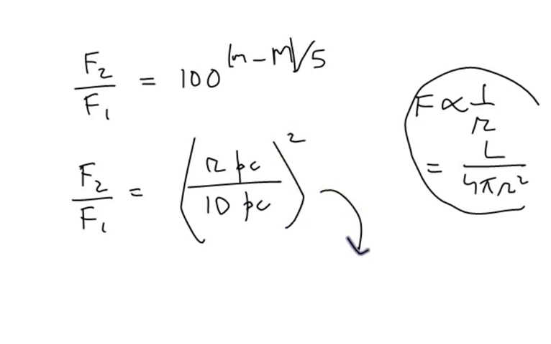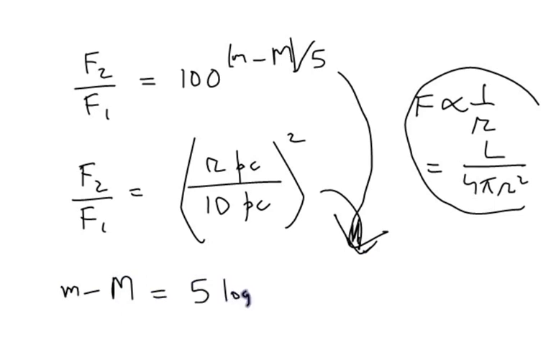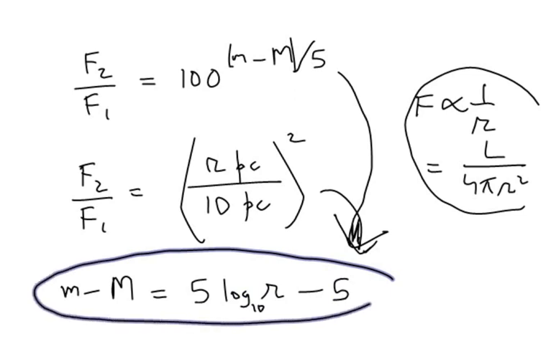Now if we use both these relations together, we will have a very interesting relationship, which is small m minus capital M is equal to 5 log r base 10 minus 5. This is a very important relationship, and this small m minus capital M is a measure of distance, and this is known as distance modulus.